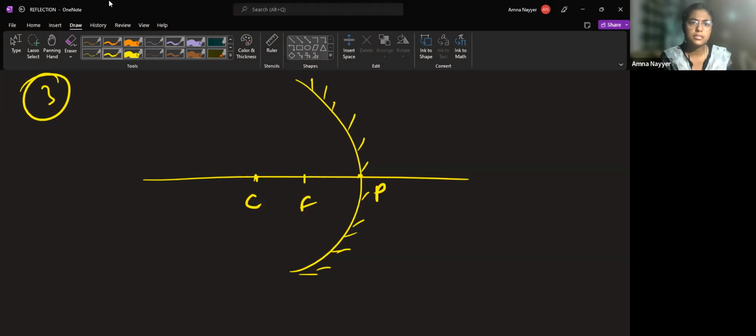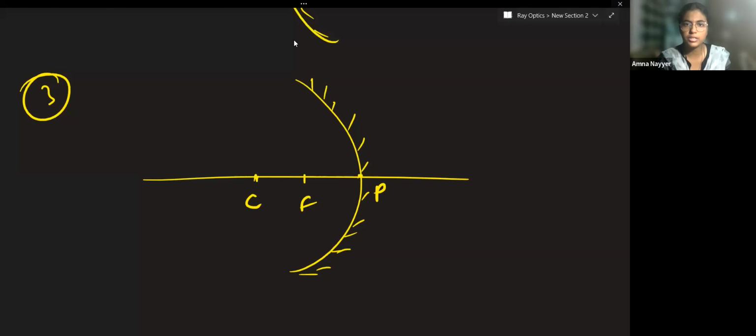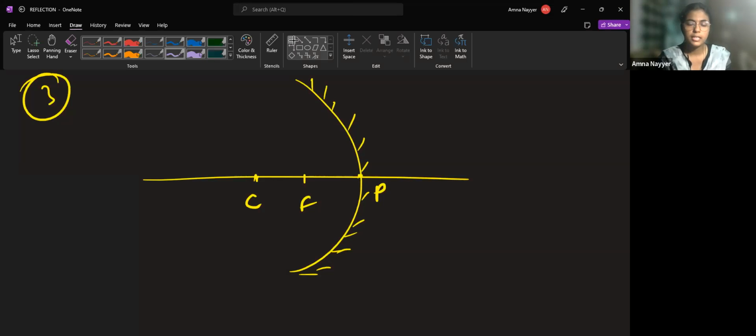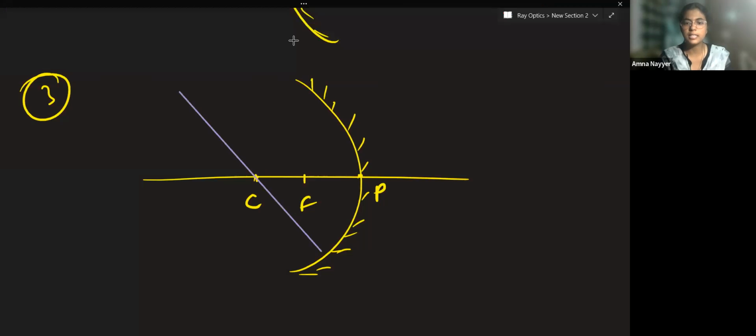You have a mirror, center of curvature, focus, pole. If any ray of light is passing through the center of curvature, this will retrace the path itself. Yesterday, on Tuesday's class, we did principle of reversibility. So similar to it, if you draw any incident ray that passes through the center of curvature, it retraces.